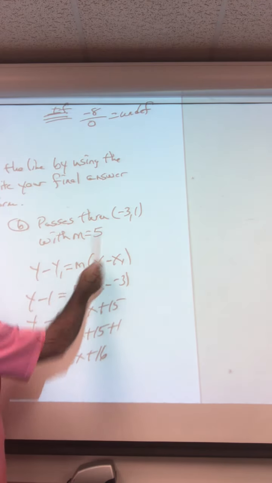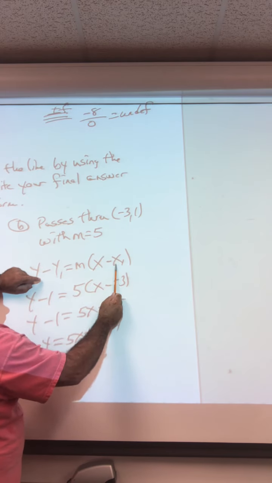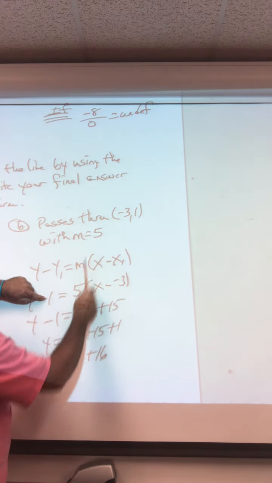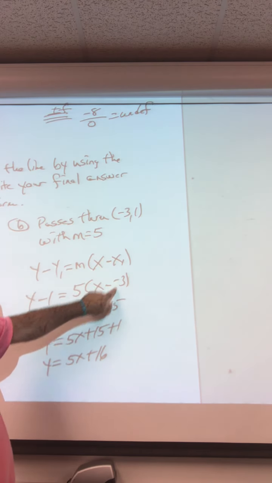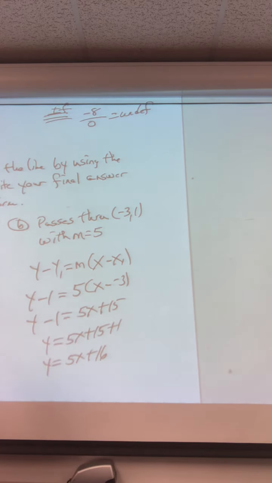Here's your point-slope. This is your x1, it goes right here. This is your y1, it goes right here. And that's your m. Double negatives gives you a positive. And then when you distribute, that's 5x plus 15. And then move the 1 across. So that one's just like the one that we just worked.